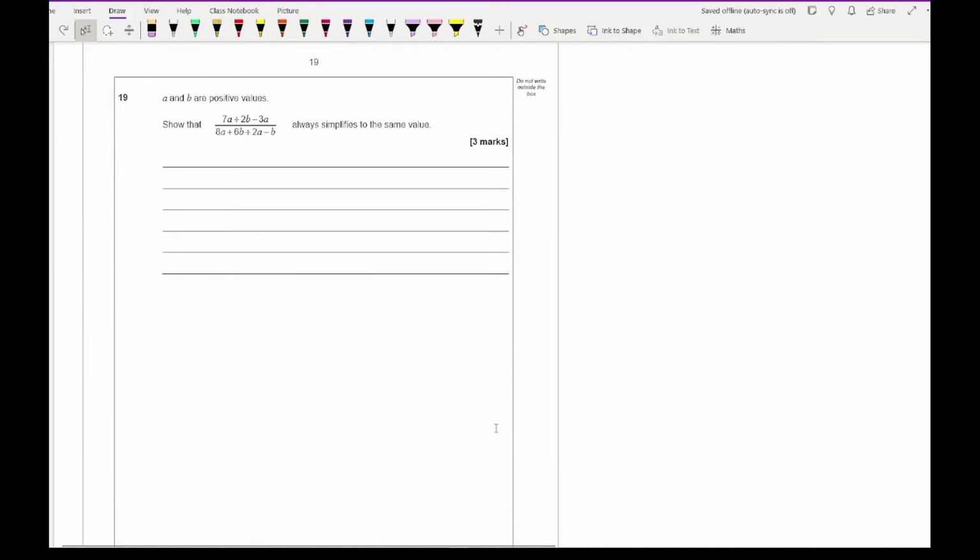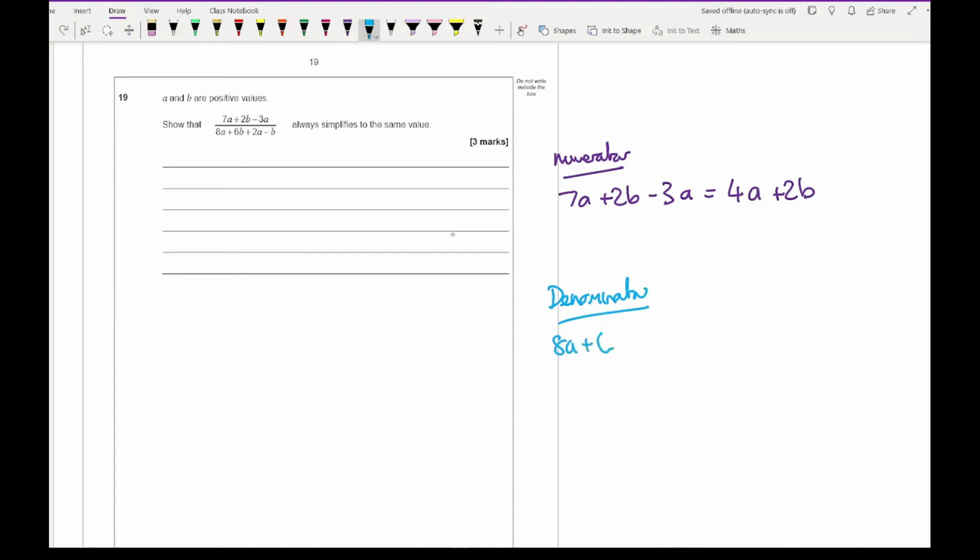So moving on to question 9, it says a and b are positive values. Show that, and then we've got this algebraic fraction that needs to simplify. So looking at the numerator, we've got 7a plus 2b minus 3a, which is going to give me 4a plus 2b. And looking at the denominator, I've got 8a plus 6b plus 2a minus b. And if I simplify that, I get 10a plus 5b.